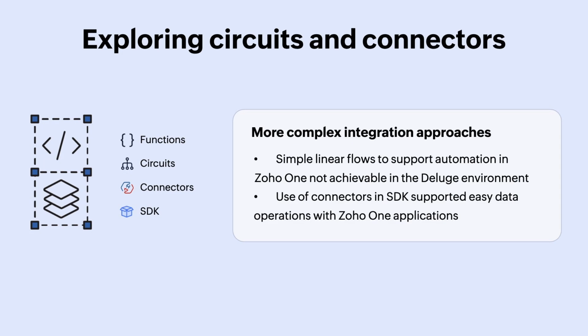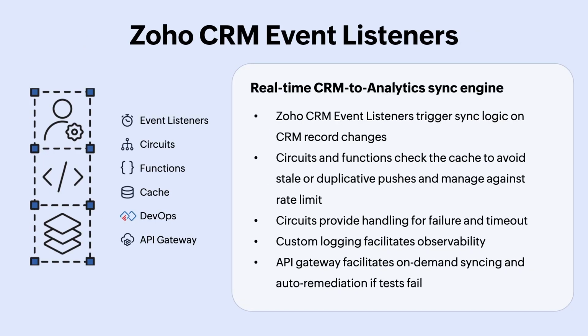He moved one step further beyond that and then started to use the CRM event listeners function, which has now been enhanced into its own service called Signals. So he was basically responding to events happening in real time in CRM, moving them around the Zoho ecosystem to other ecosystems by making use of cache, DevOps, API gateway to build a more robust and more secure middleware.